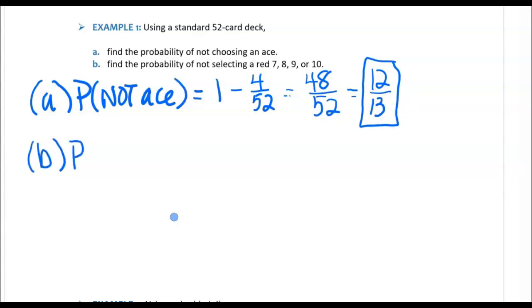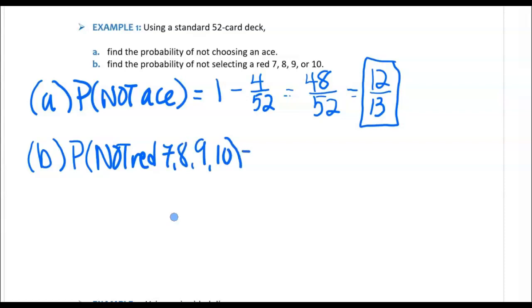B. The probability of not selecting a red 7, 8, 9, or 10 can be found using number 2 from our blue box. First, we need to find out how many red 7s, 8s, 9s, and 10s there are. Well, there are 2 red 7s, 2 red 8s, 2 red 9s, and 2 red 10s for a total of 8 cards out of the standard 52 card deck.